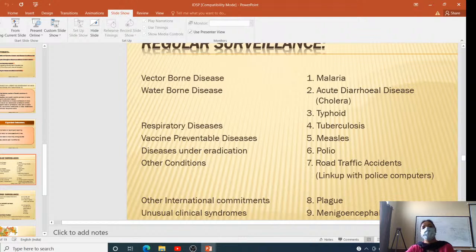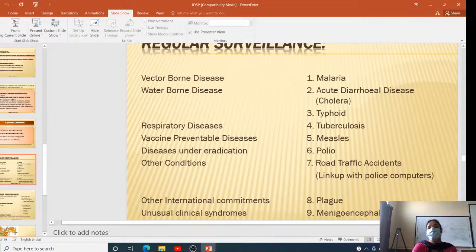So these are some of the diseases. I think you have this list of diseases, but you see that apart from infectious diseases like malaria, acute diarrheal disease, typhoid, measles, polio, there are also other conditions like road traffic accidents. Okay, so they have a link up with police computers. Now police is a non-health sector. Okay, so that is how we meant that they have to integrate with the non-health sectors also. So this is a very clear example of non-health sector.